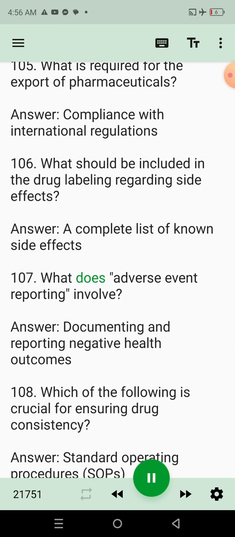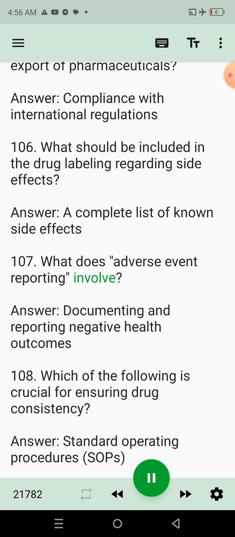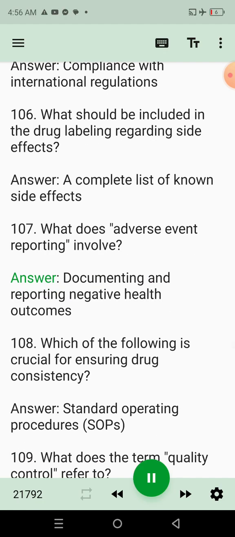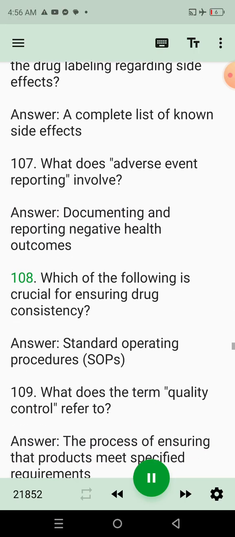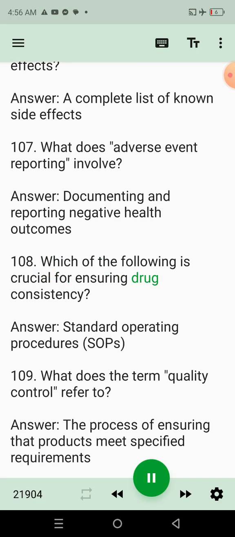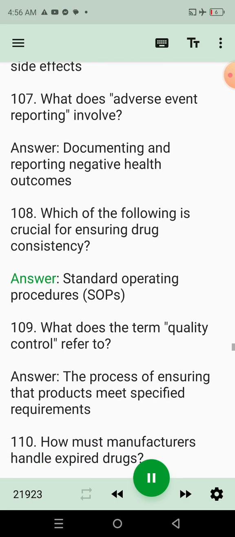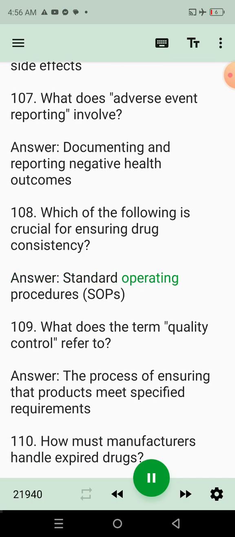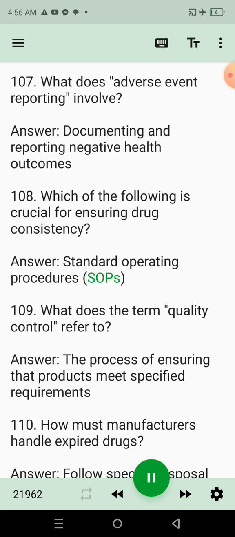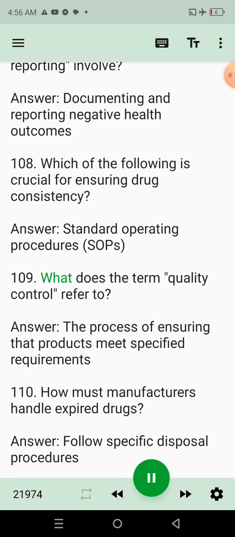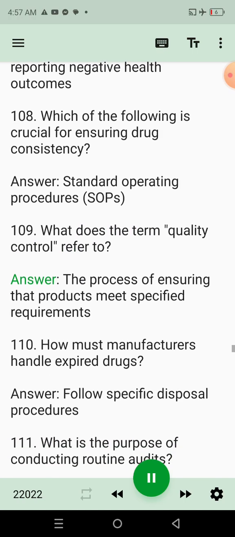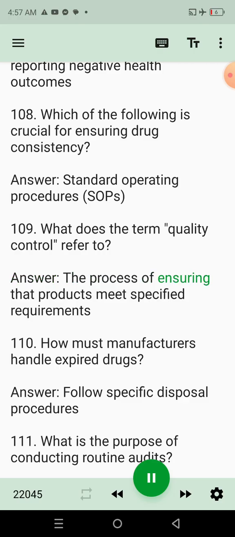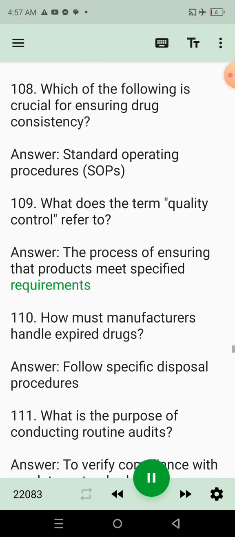107. What does adverse event reporting involve? Answer: documenting and reporting negative health outcomes. 108. Which of the following is crucial for ensuring drug consistency? Answer: standard operating procedures (SOPs). 109. What does the term quality control refer to? Answer: the process of ensuring that products meet specified requirements.